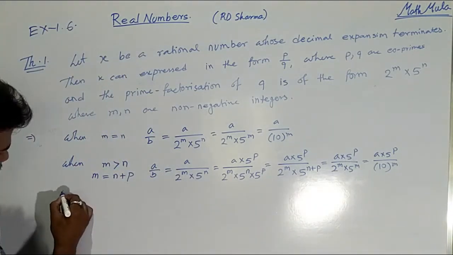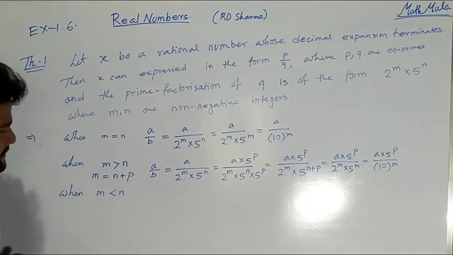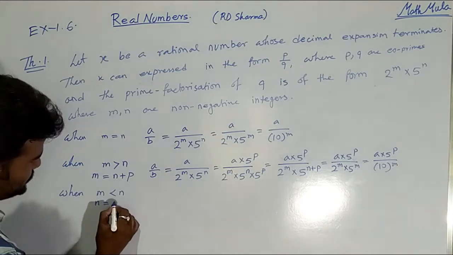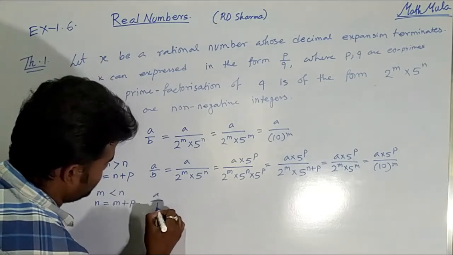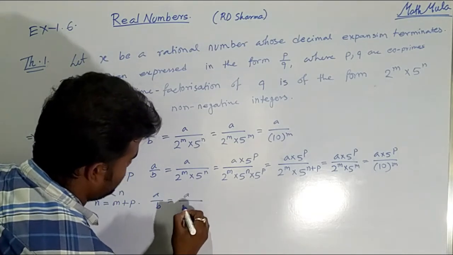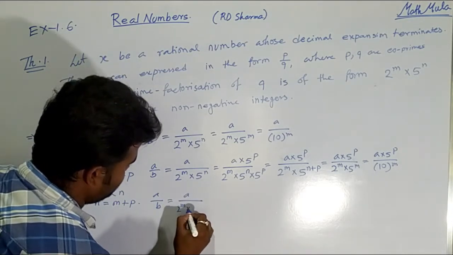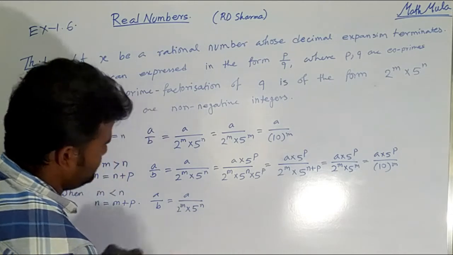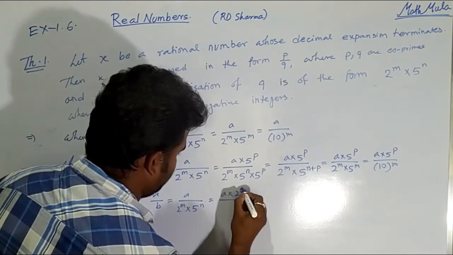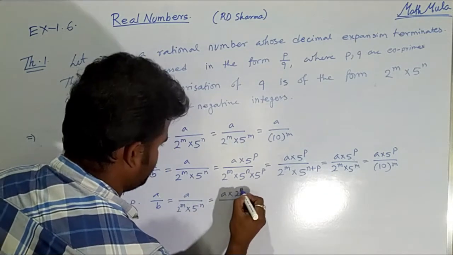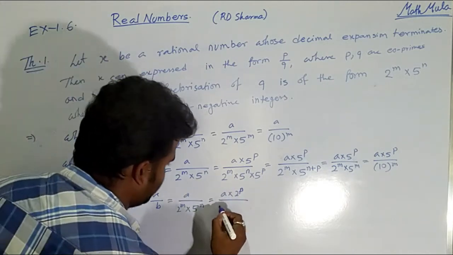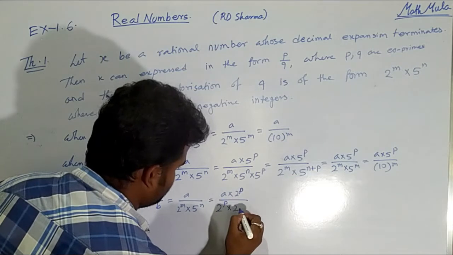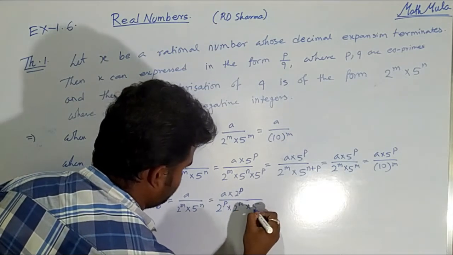Now when m is less than n, then we let n equal m plus p. Then a by b, that is a by 2 to the power m into 5 to the power n, 2 to the power p. Now we multiply both sides by 2 to the power p, then 2 to the power p into 2 to the power m into 5 to the power m.